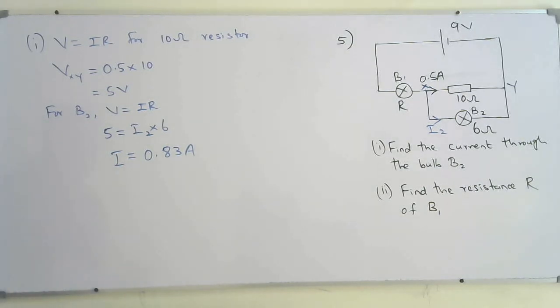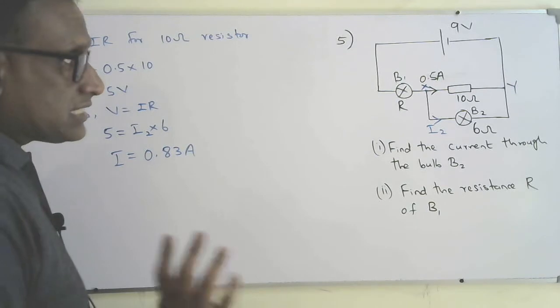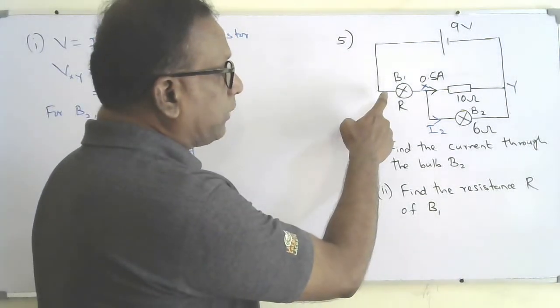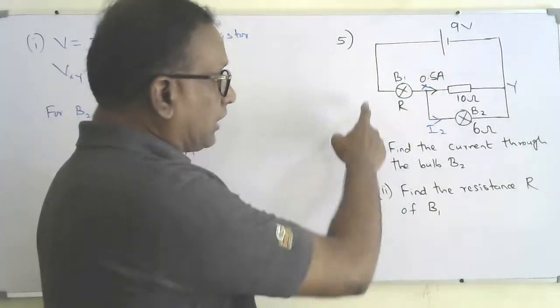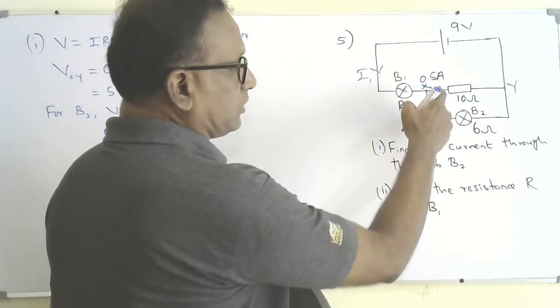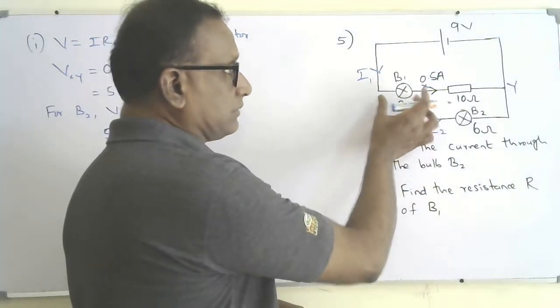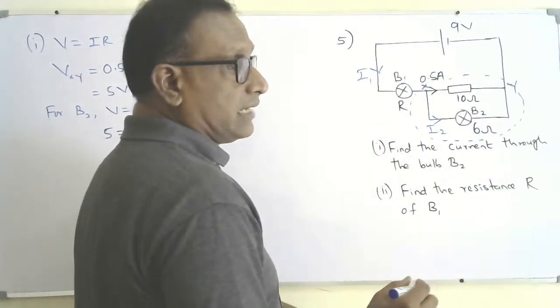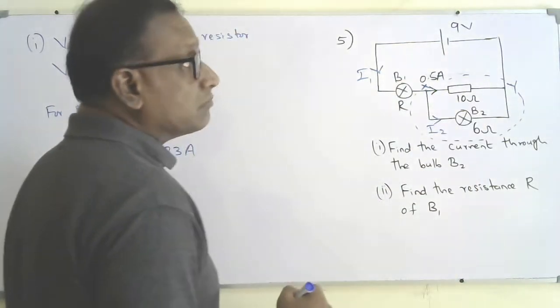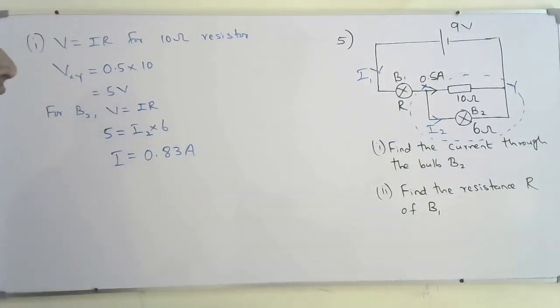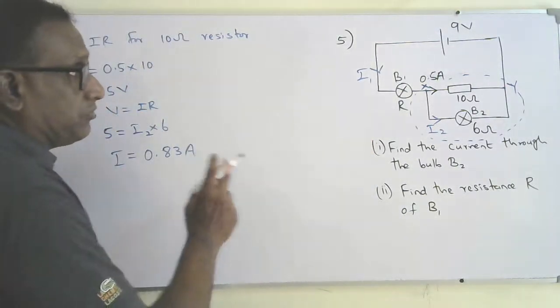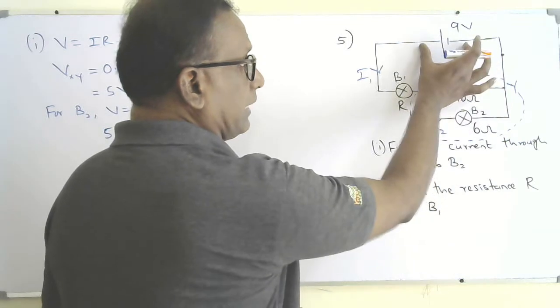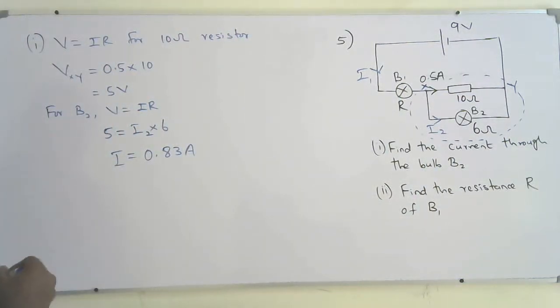Second part, find the resistance R of the bulb B1. Here also, I can find the resistance R in two different methods. First method, I'm going to find the current through the bulb B1. According to Kirchhoff's first law, if I say the current through the bulb B1 is I1, I1 is equal to 0.5 plus I2. This whole combination is in series with the bulb B1. I know the voltage across the junction XY, I found it already, 5 volt. So the voltage across the bulb, V1, plus the voltage across the junction will be 9 volt.